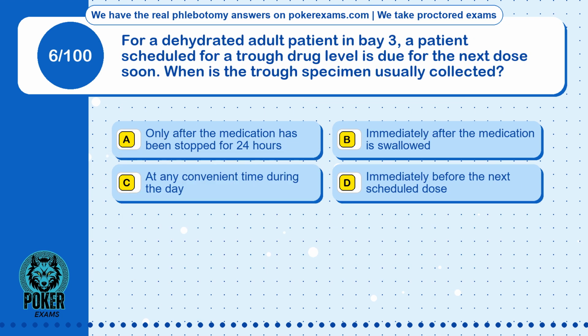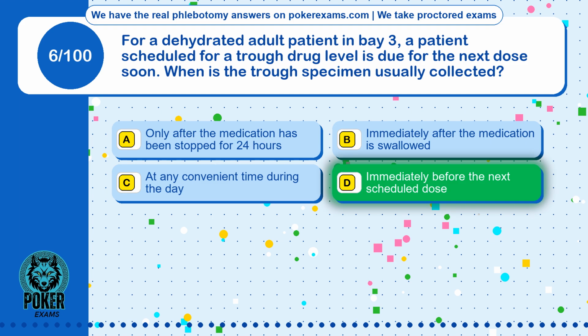Question 6. For a dehydrated adult patient in Bay 3, a patient scheduled for a trough drug level is due for the next dose soon. When is the trough specimen usually collected? Option A, only after the medication has been stopped for 24 hours. Option B, immediately after the medication is swallowed. Option C, at any convenient time during the day. Option D, immediately before the next scheduled dose.